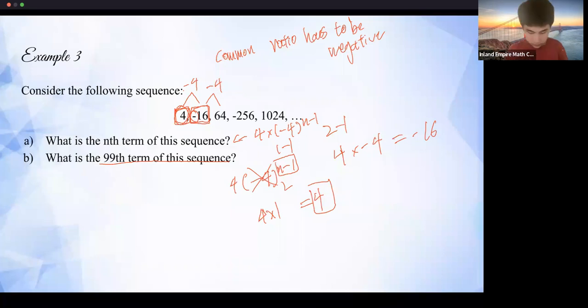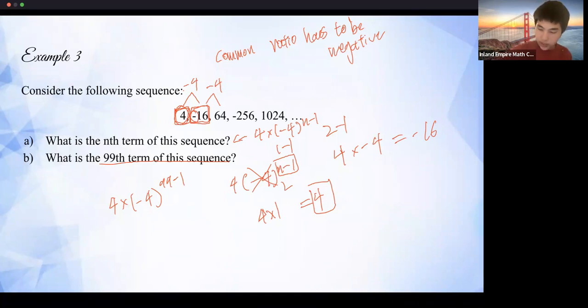Since we got the generalization equation, n minus 1, we just plug in the number. So it's 4 times -4 to the 99 minus 1th power. And to get the answer for this, we might need to use a calculator. Why -1? Jasper, that's a really good question.